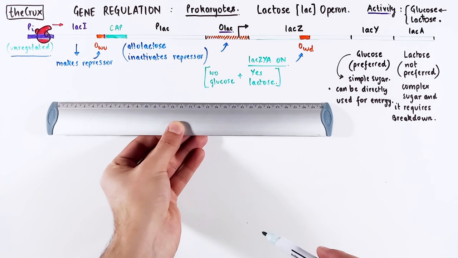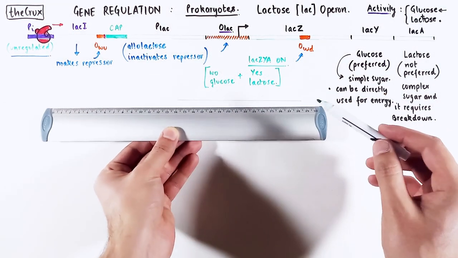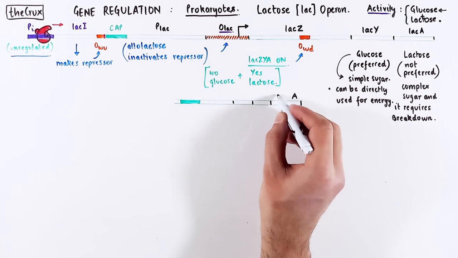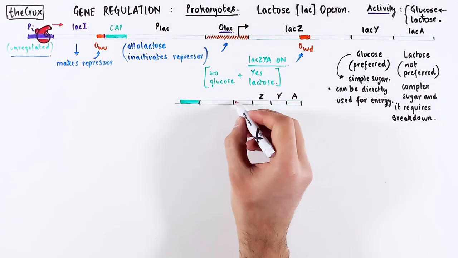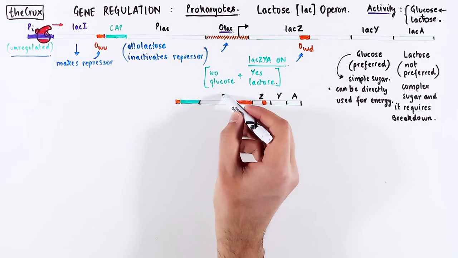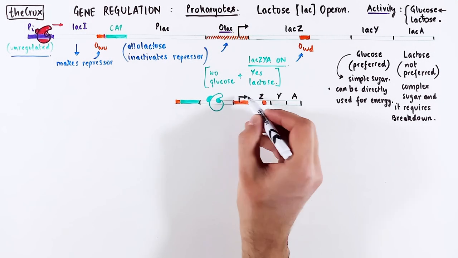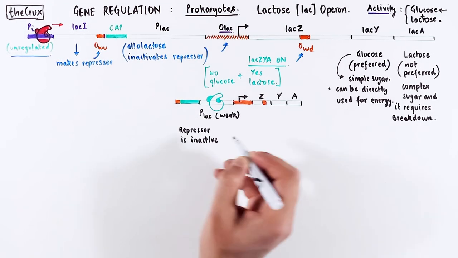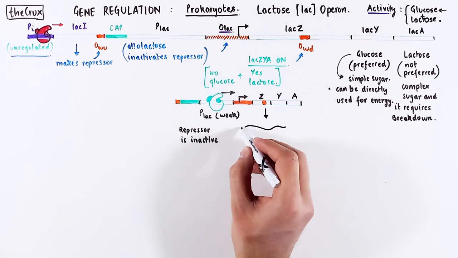This is the same scenario that we saw just a few minutes ago. But now we'll expand with some more detail that'll help you understand the role of the CAP binding site in the lac operon activation. So when lactose is present but glucose is absent, the RNA polymerase binds at the promoter but the repressor is inactive, which means the polymerase moves and makes the LacZYA RNA.